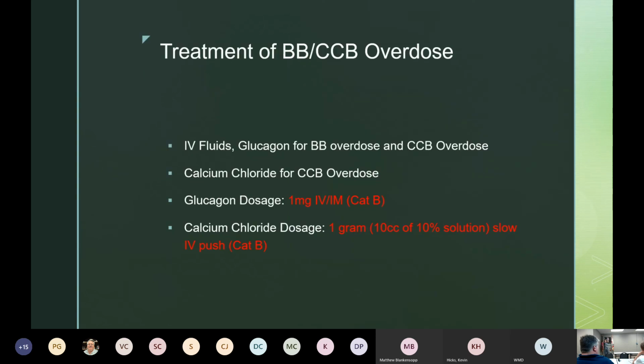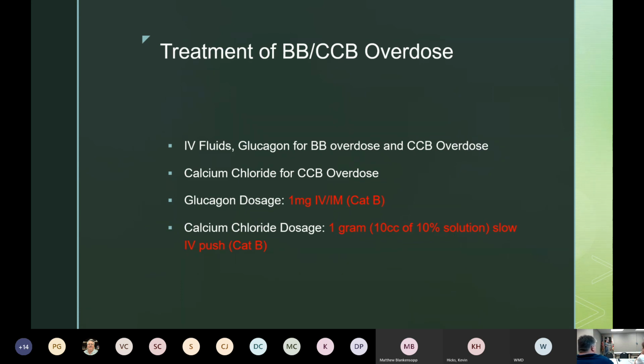The treatment of beta blocker and calcium channel blocker overdose, like I said, is IV fluids. You can give glucagon for beta blocker overdose and calcium chloride for calcium channel blocker overdose. All these are Category B drugs, but the glucagon you can give 1 milligram IV or IM, and calcium chloride is 1 gram, 10 cc's of a 10% solution. I'm not sure how y'all have it in the pre-hospital setting, but that's the usual dose. The calcium is basically just to give back: if you have a calcium channel blocker, give back more calcium to try to help the contractility of the heart. That's the idea behind it.